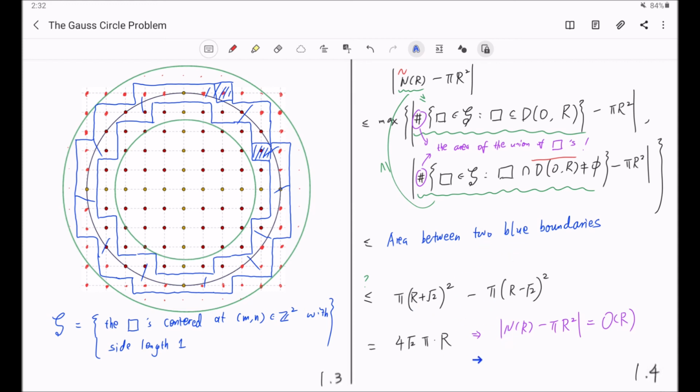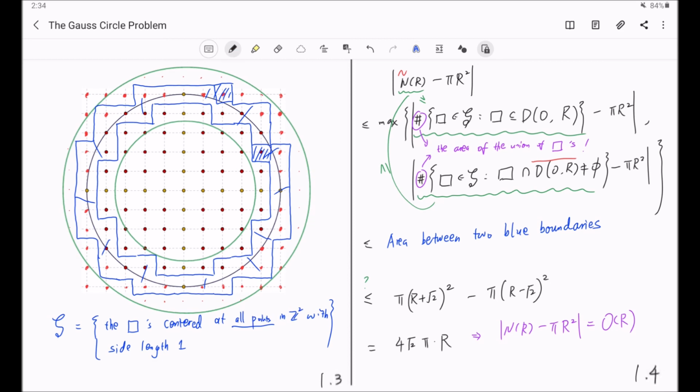And the final result will also be the same, because anyway, you're computing the difference between the areas of two circles. You're computing the area of this annulus. So this estimate is still the same, and the area you get is still the same. And that completes this estimate.